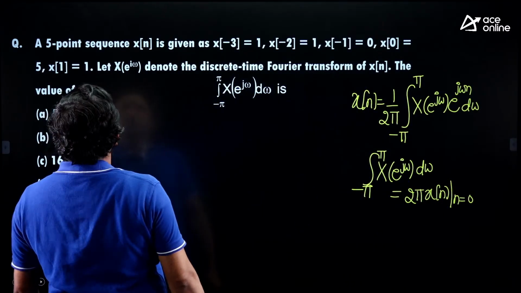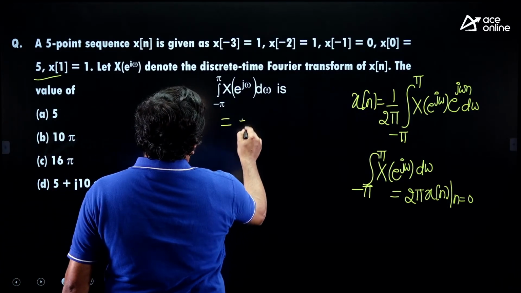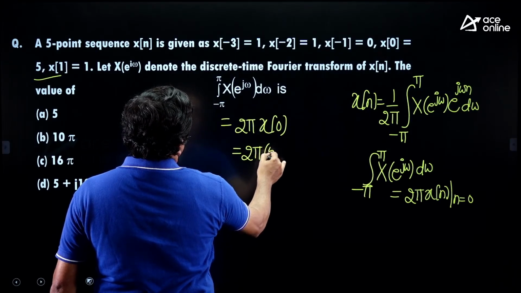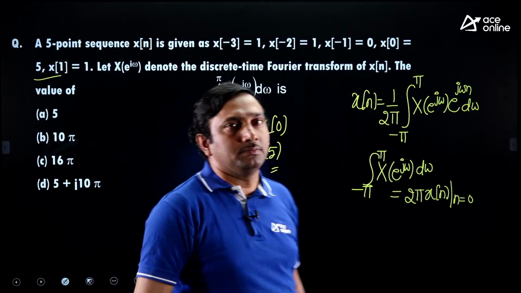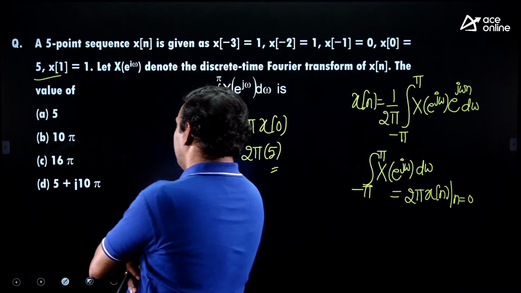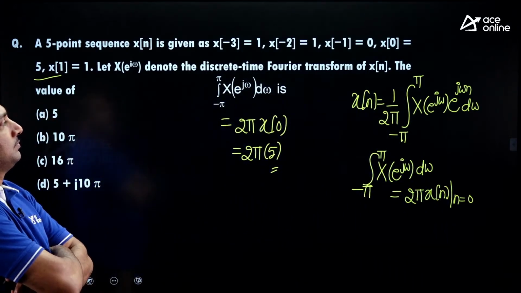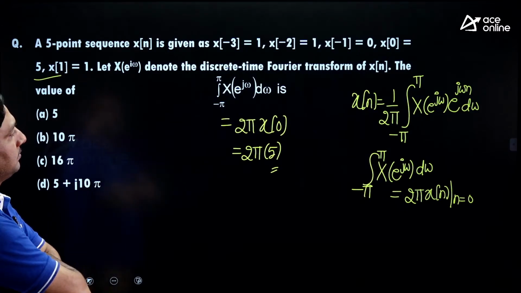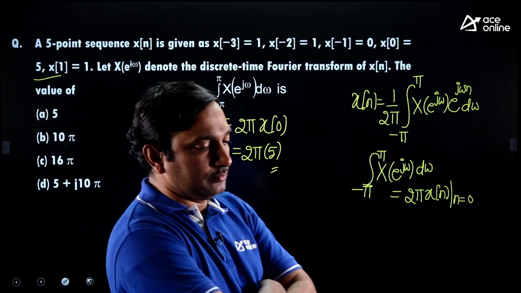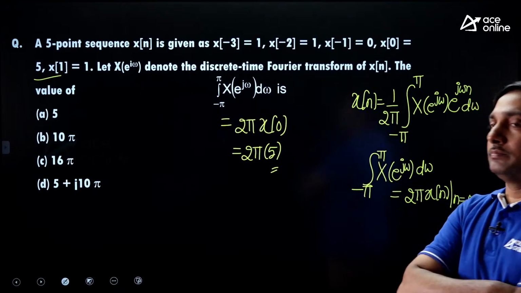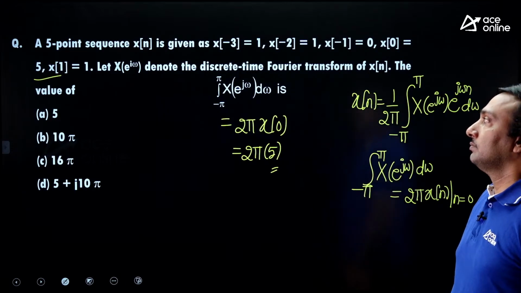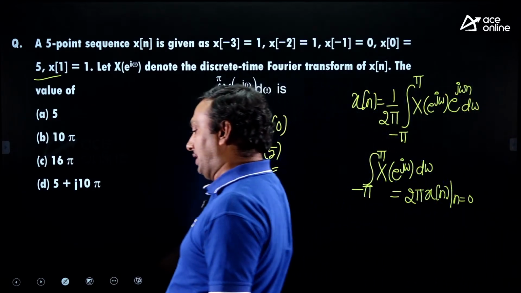What is small x0 mentioned in the question? It is 5. 2 pi into small x0. Area under the spectrum means take the signal at the origin. Simply the inverse DTFT definition.